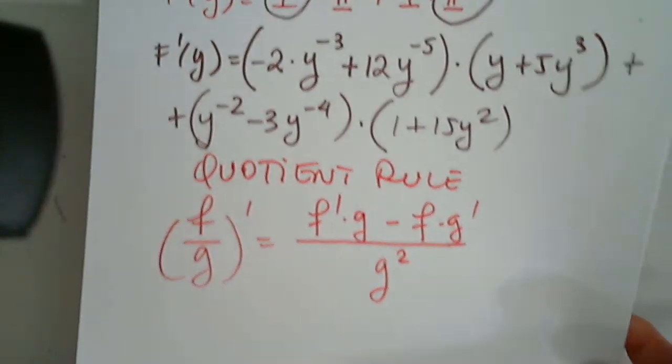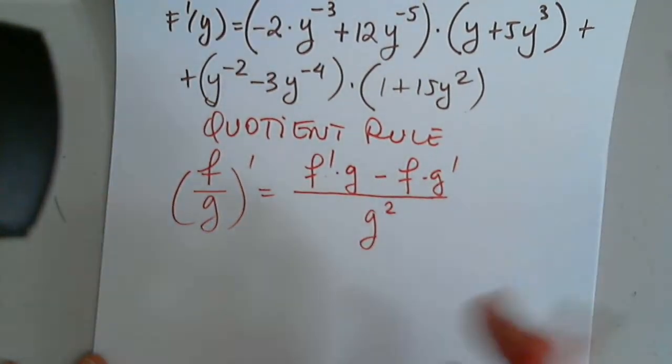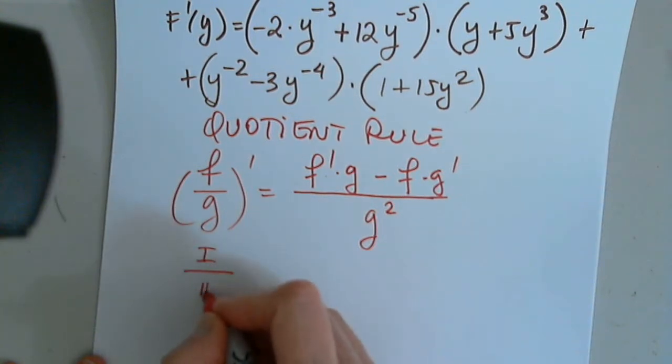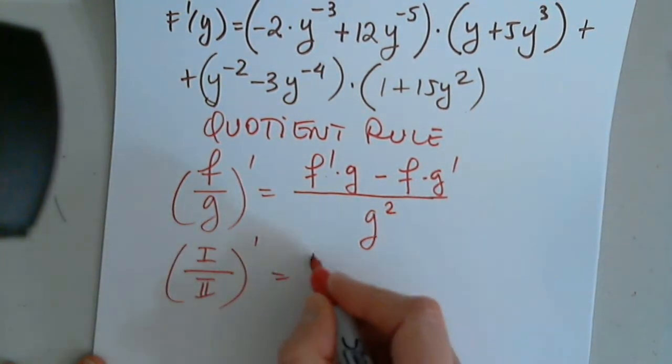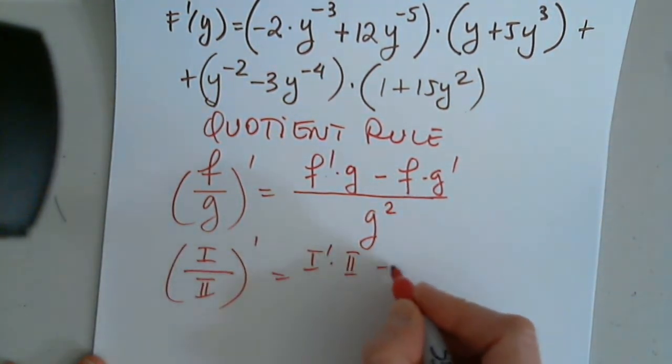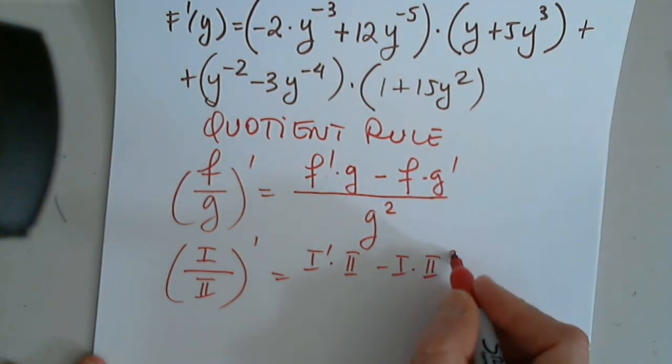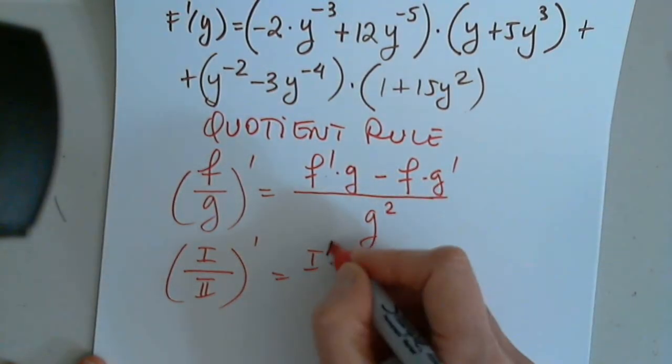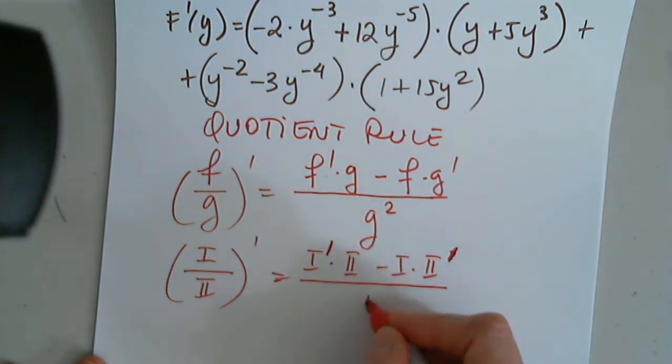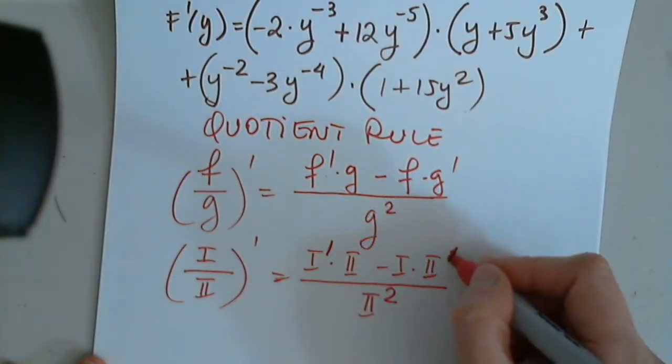So if you prefer my method, then you will remember it as 1 divided by 2, as 1 prime times 2 minus 1 times 2 prime, and everything divided by 2 squared.